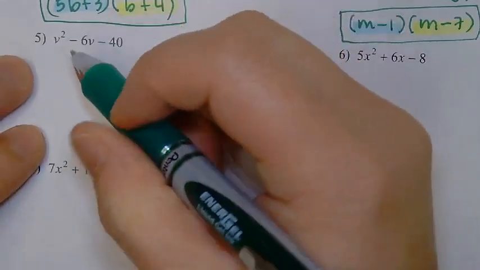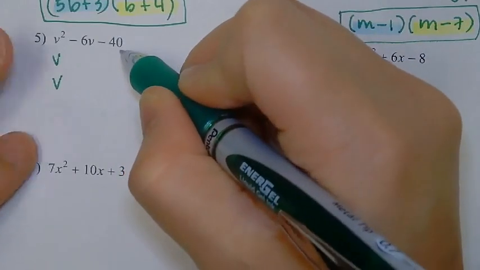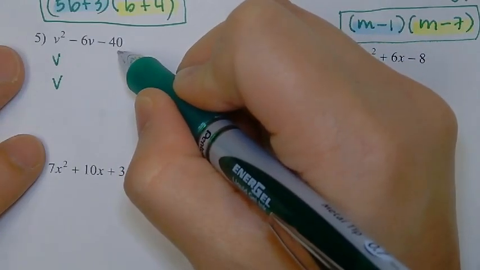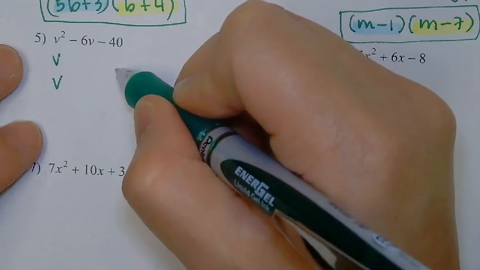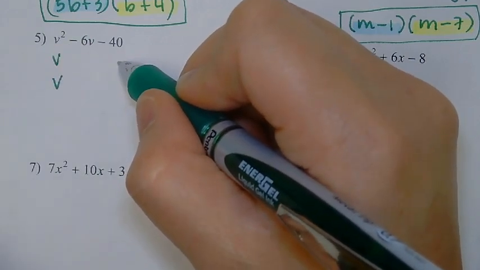Just like that. And here again we have v squared, so it's going to be v and v. And this is going to be 8 and 5? No. 8 and 5 are not going to give me something with 6. 20 and, no, not 20.